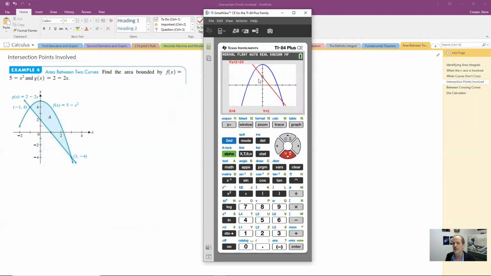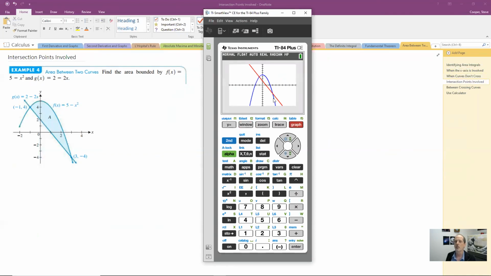And if you don't see the window the way you want to see it, you can play around with your zoom. Zoom standard's usually a good place to start. And then if you don't like it from there, this is negative 10 to positive 10 on both axes, you can go in the window and adjust that.